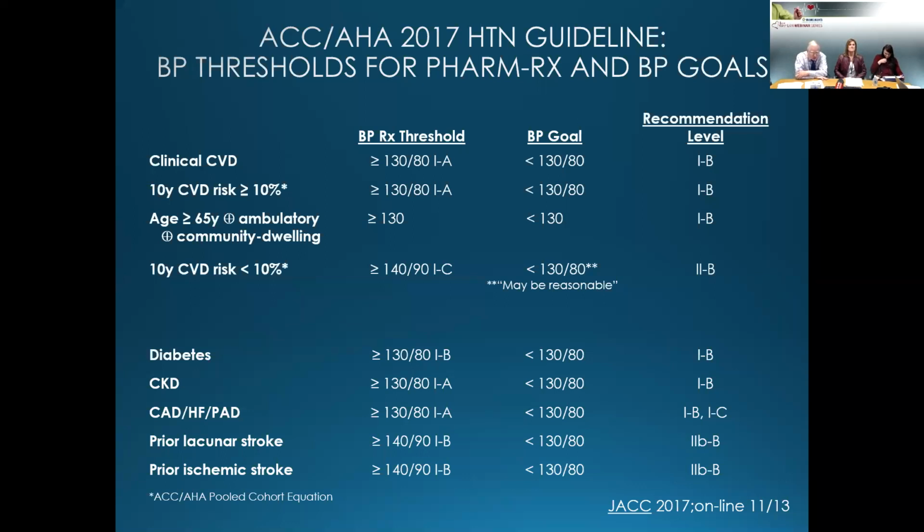In contrast, patients with a 10-year cardiovascular risk less than 10%, or patients who have had a prior stroke, should be treated with drug therapy if blood pressure is 140/90 or higher. And again, those patients should be treated to a blood pressure less than 130/80.